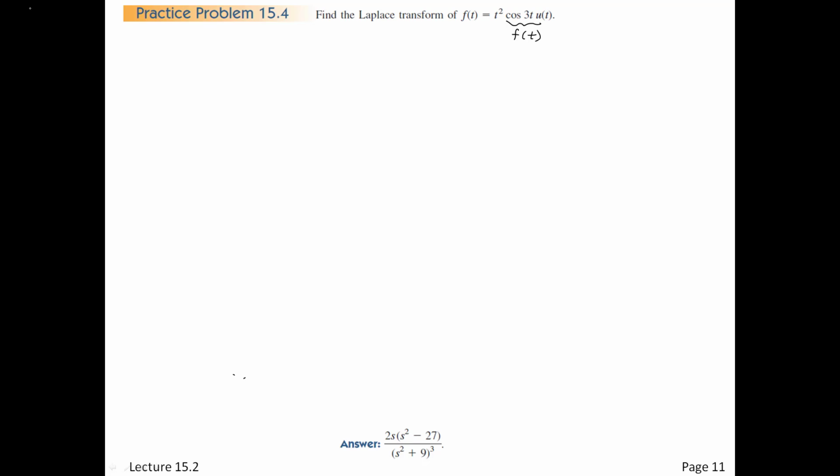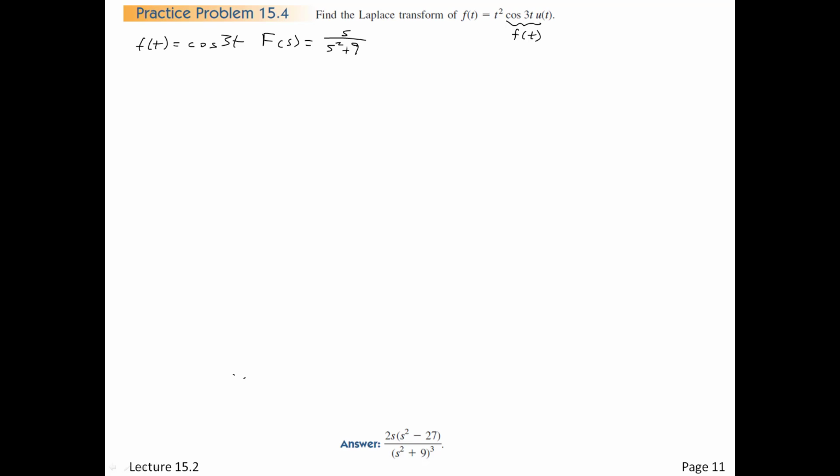So f of t, let's just start with that. F of t is cosine 3t, right? So f of s is equal to what? S over s squared plus omega squared, which is 9. Okay, so this gives us our f of s.